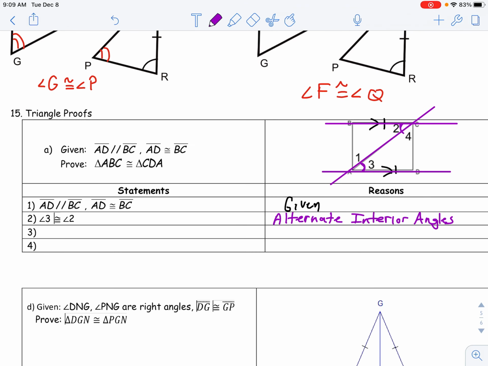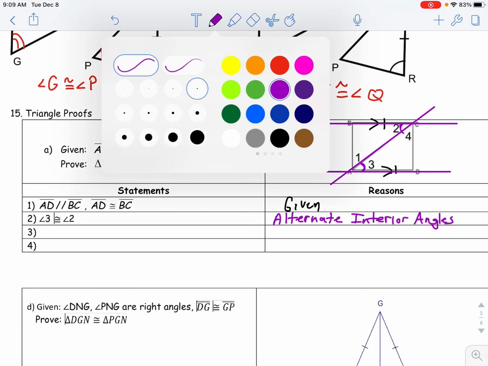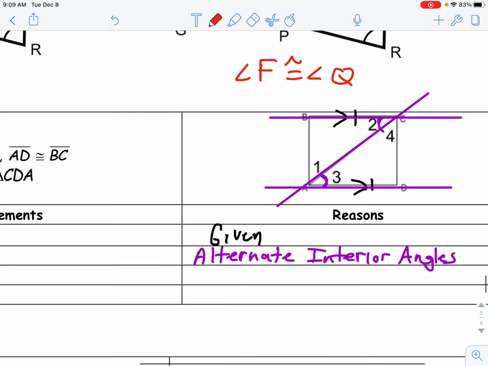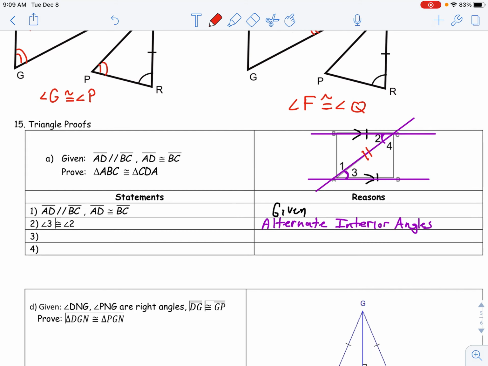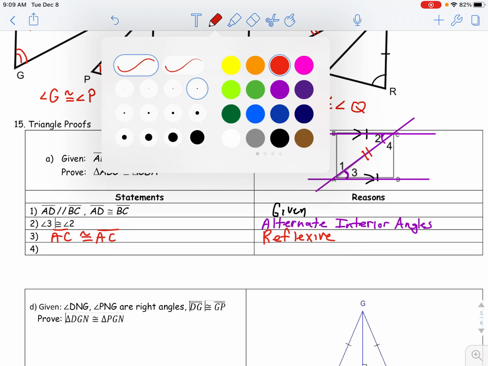All right, now next, what else can I tell is true by just looking at the picture? Well, obviously, we got this shared side right here. AC is congruent to AC. Reflexive property. And then last but certainly not least, we can say that these triangles are congruent.